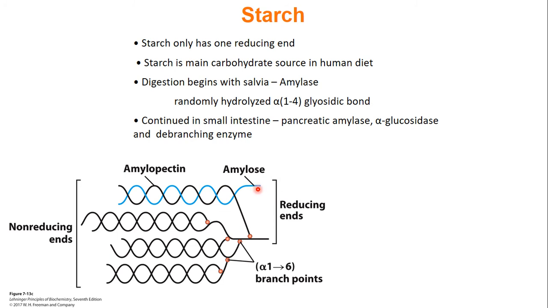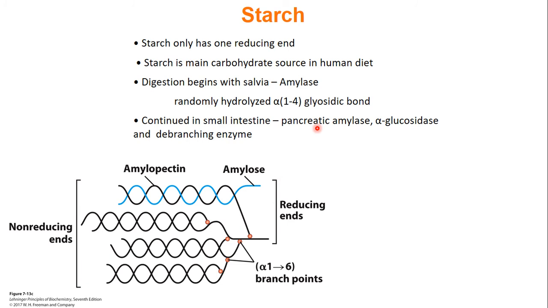And so starch has exactly two reducing ends. There's a reducing end from the amylose, and amylopectin, even though it's branched like this, it only has one reducing end. And so when we break down starch, when humans begin to eat or digest starch, because starch is how we get our carbohydrates mainly, the first thing we do is that we start to break down starch in our saliva. So we'll randomly hydrolyze these alpha 1,4 glycosidic bonds.